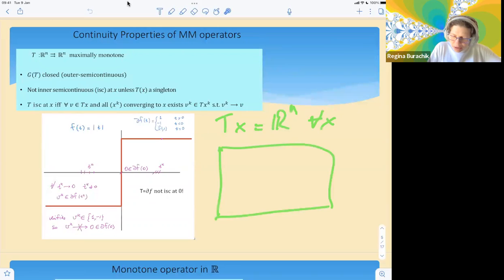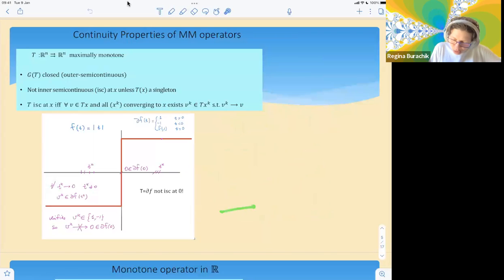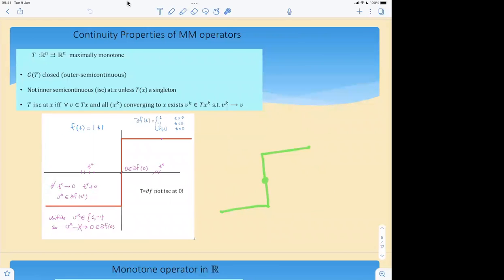So the graph of your operator is this. For every element in the graph, you can approach it in many ways via points in the graph. But if your operator is forced to be monotone like this, so this is your graph here, and you have a point here that you want to approach, this slide is only for maximally monotone operators. I see. Thank you, Regina.